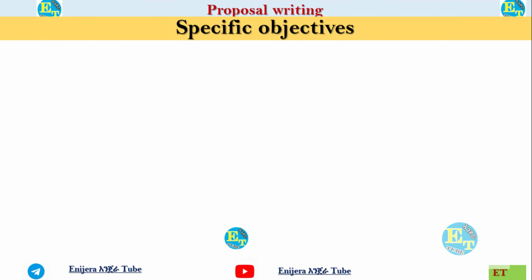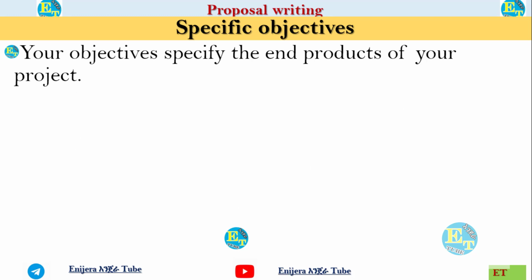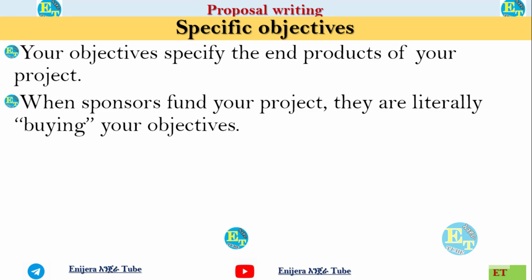The others are specific objectives. Your objectives specify the end product of your project. Look, these specific objectives are the specific tasks you are going to achieve in your proposal. The key, or the way that you are going to achieve your proposal or your research work, you have to specify in specific objectives. When sponsors fund your project, they are literally buying your objectives.